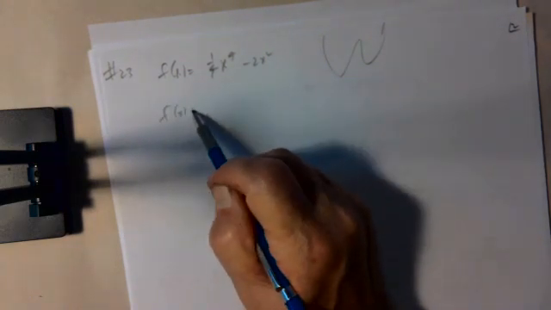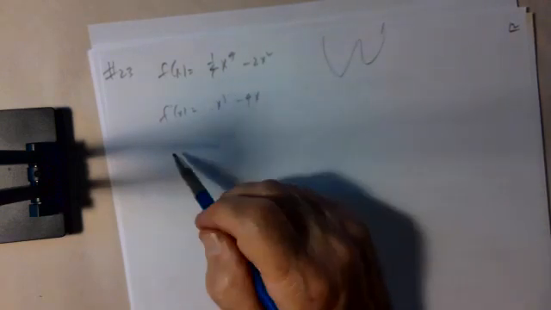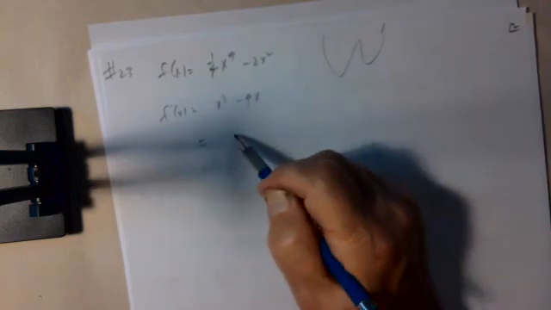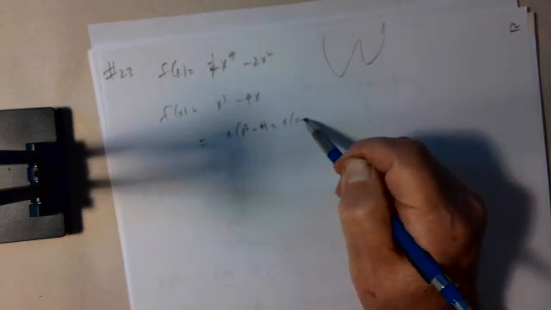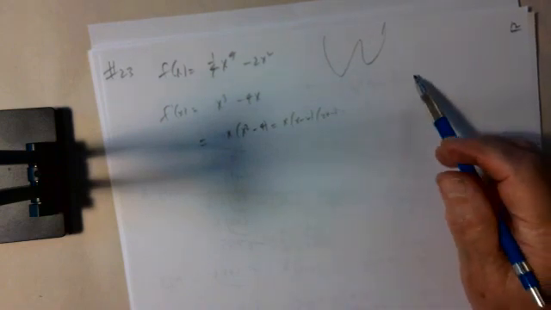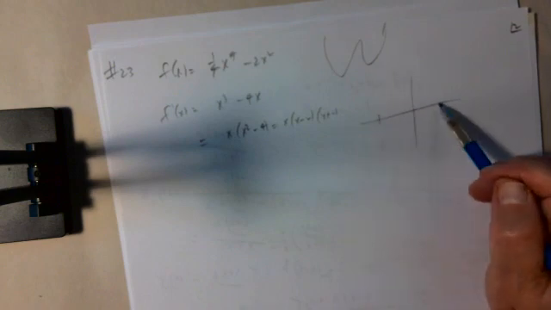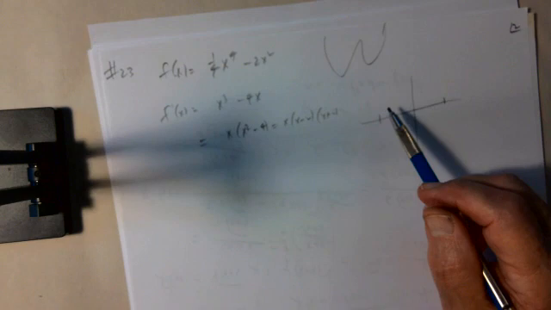First derivative is x cubed minus 4x, which is x times x squared minus 4, or x times x minus 2 times x plus 2. So this curve is going to have a relative maximum and a relative minimum. It's going to have its critical numbers at 0 plus or minus 2.